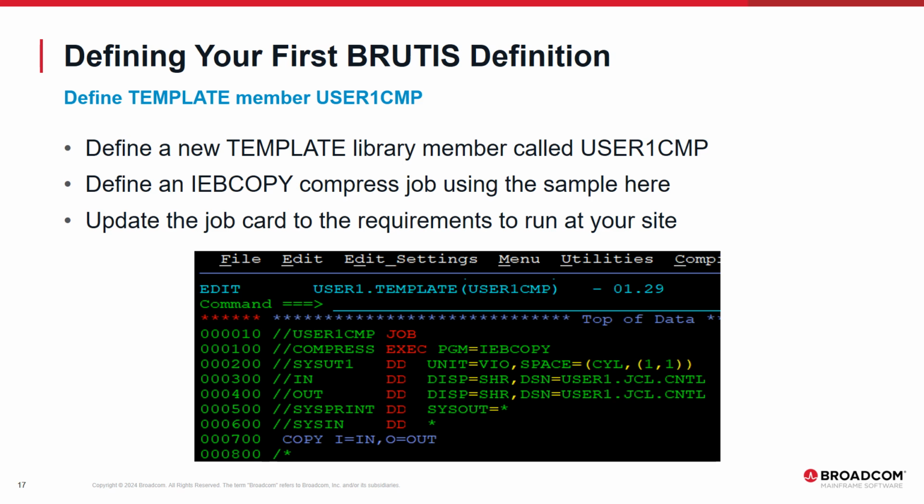Let's use the example here, which is a simple IEBCOPY compress of a PDS library. Give it whatever job card that you need to run at your site. For the in and out DDs, supply a PDS dataset that you can compress. Go ahead and pause if you need to, define your job, maybe submit it to make sure it runs okay, then resume the video.